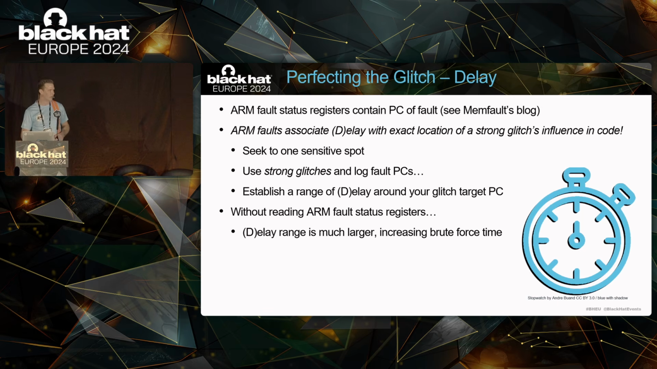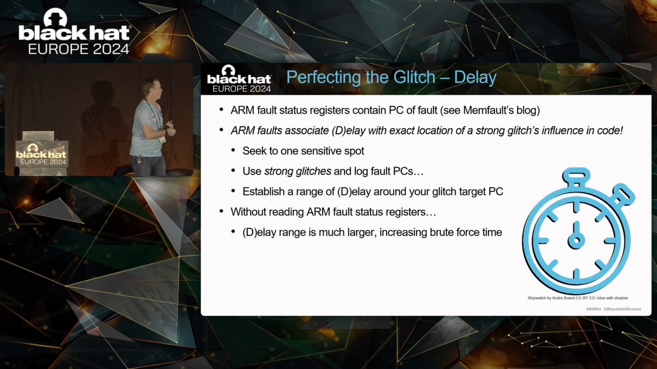Another thing that can be really useful is ARM fault status registers. If you do have a fault, there are registers in ARM which will record the location of the faulting program counter. So if you use a strong glitch and you get a fault, you can then connect the debugger and find out exactly where that glitch was in time, which is very useful. It helps calibrate your glitch point to your exact code that was running at the time.